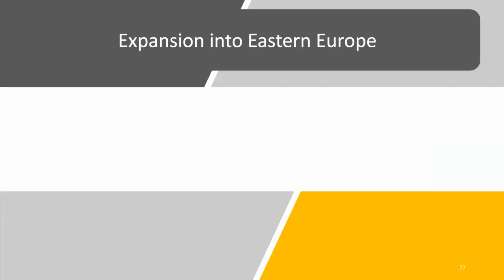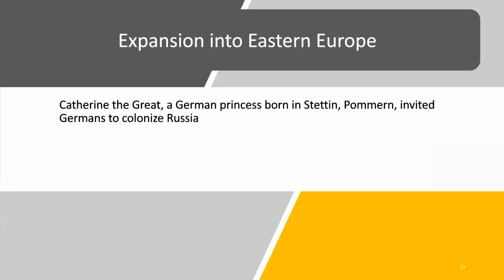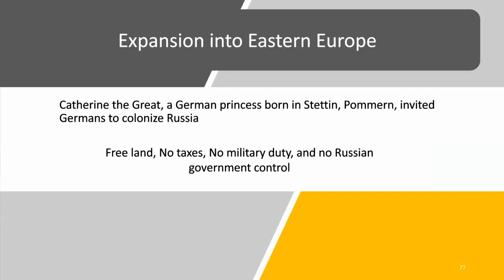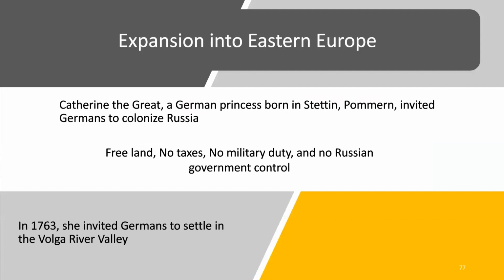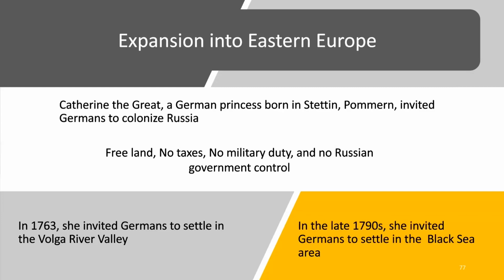Expansion into Eastern Europe. Catherine the Great of Russia, a German princess born in Stettin, Pommern, Germany, invited Germans to colonize Russia with free land, no taxes, no military duty, no Russian government control. In 1763, Catherine the Great invited the Germans to settle in the fertile Volga River Valley area of Russia. In the late 1790s, the Black Sea area was opened up for German settlements with the same conditions.